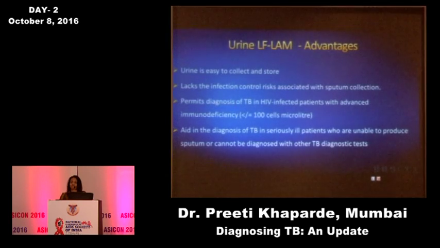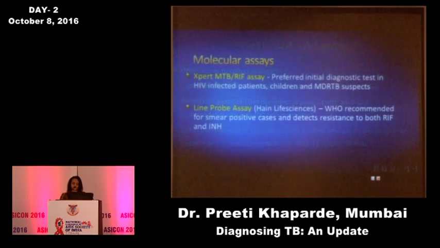So therefore, the test is going to be very useful in seriously ill patients who are unable to bring out sputum, and where other tests for TB are not possible to do. The advantage over sputum microscopy is that urine is easy to collect and store, and also the infection control risks are not there.